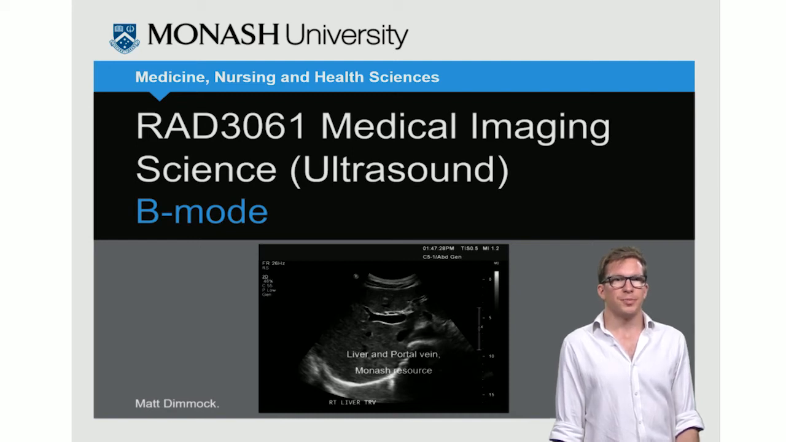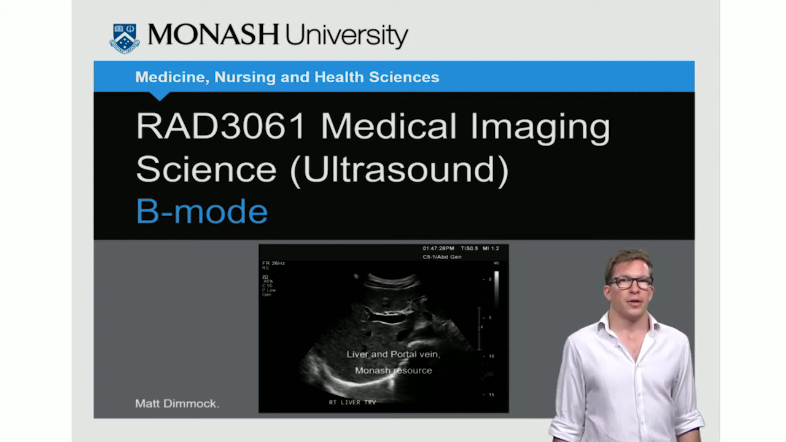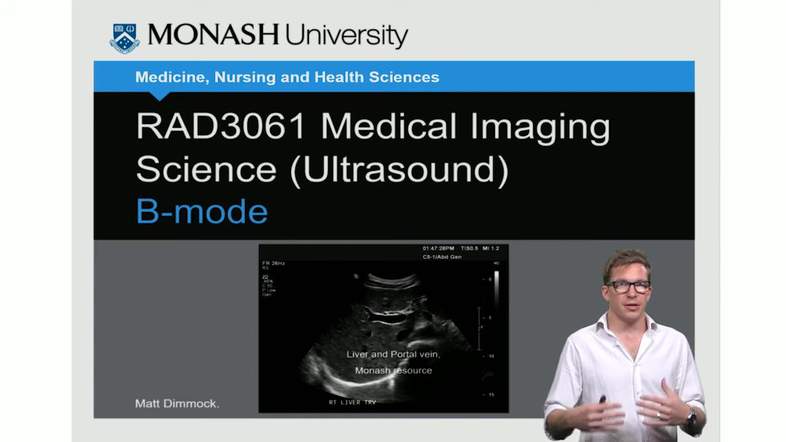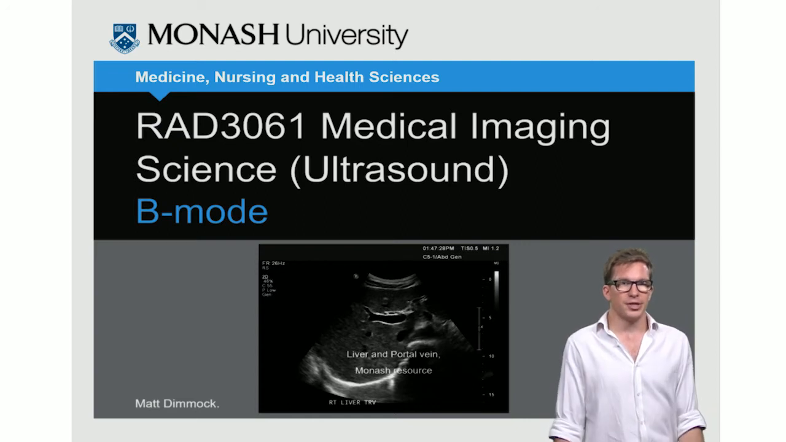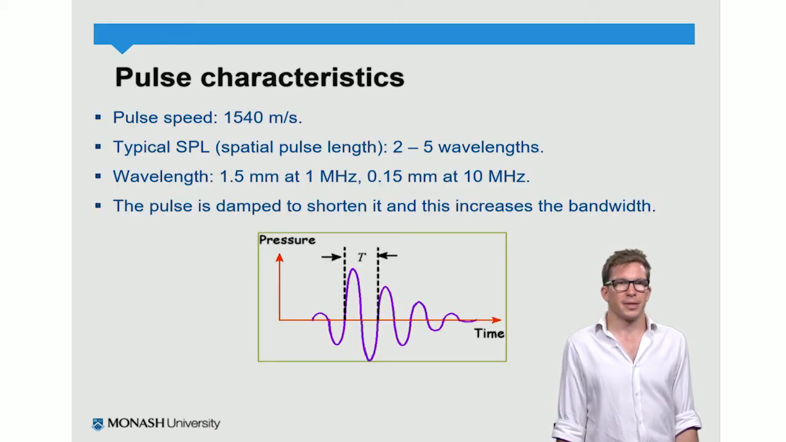In this session, we're specifically going to discuss B-mode imaging, as this is the workhorse of ultrasound imaging, and this is the key topic that we need to cover. So we're going to start by talking about the pulse characteristics, then the B-mode display, and then the types of artifacts that you encounter in B-mode imaging.